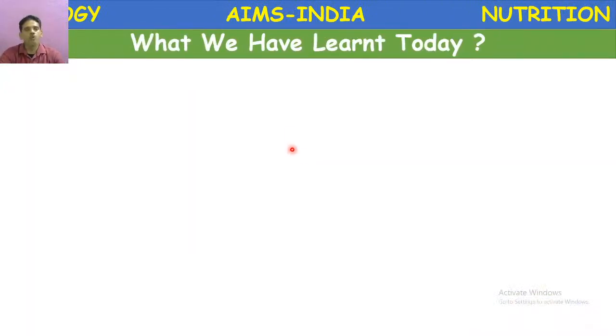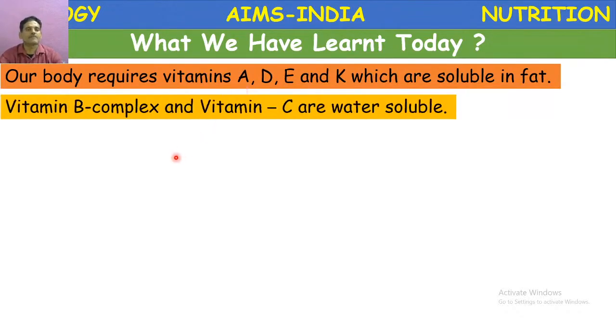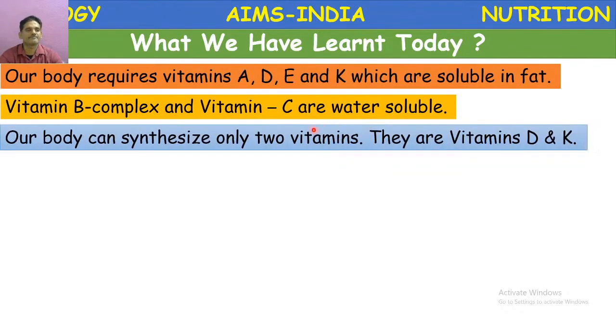Okay, once again, what we have learned today. Our body requires vitamins. What are those vitamins? Fat soluble vitamins and water soluble vitamins. Vitamins A, D, E and K, which are soluble in fat. They are fat soluble vitamins. Next, vitamin B complex and vitamin C. These are water soluble vitamins.